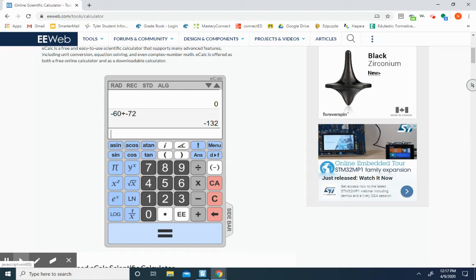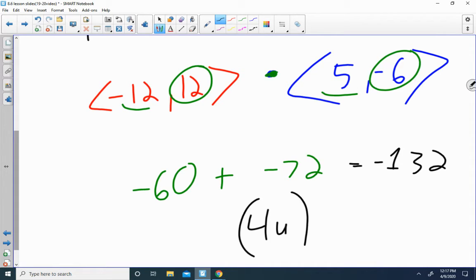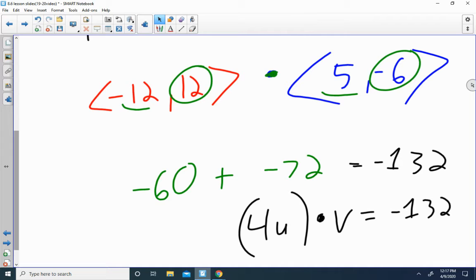Which, well, look at that. That gives us the same answer as before. Negative 132. So, we have just proven it doesn't matter what you do first. You can do the dot product first, or you could do 4u first. Either way, you should get the same answer of negative 132. Now you know. So, whichever way you like better, do it.